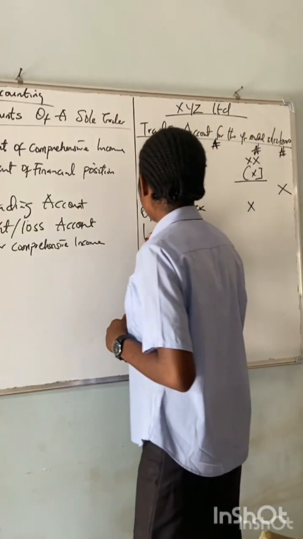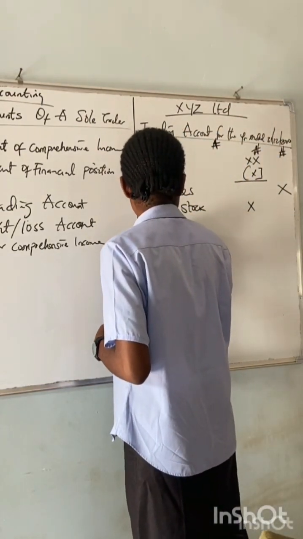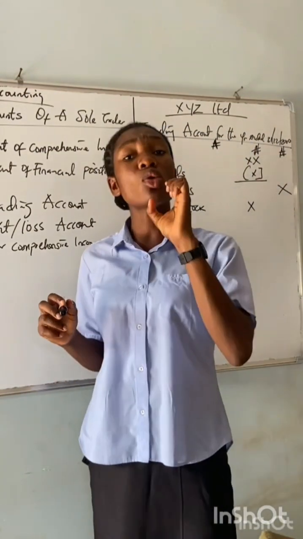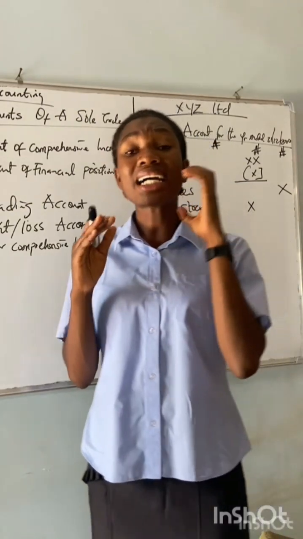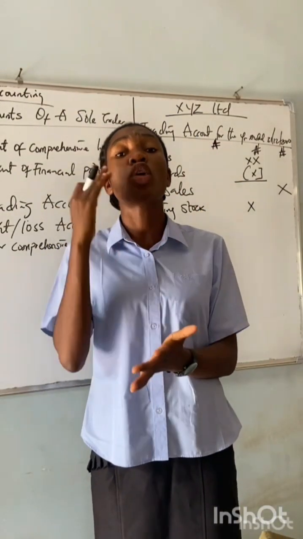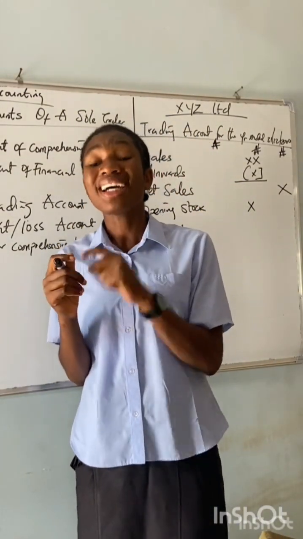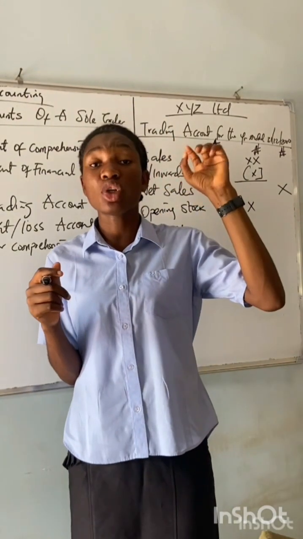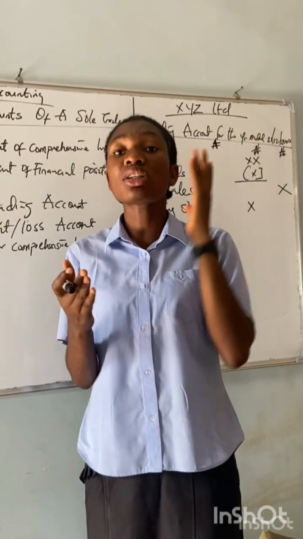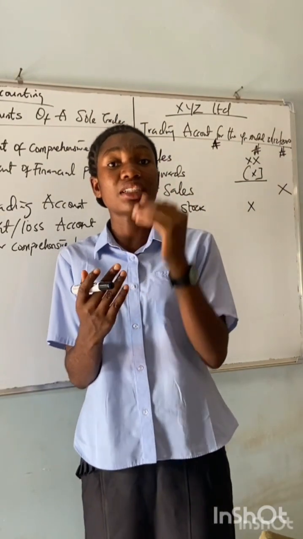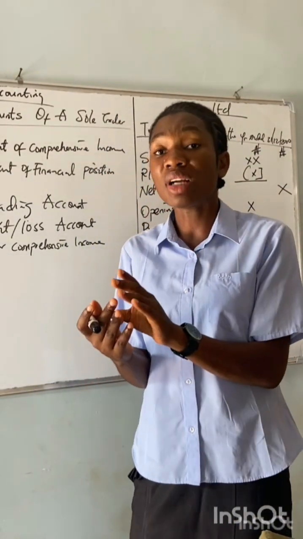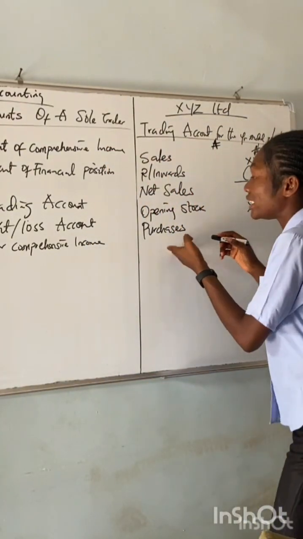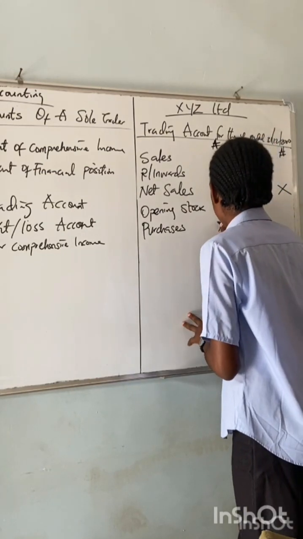And then if there was any purchases made, like I said, purchases refers to goods that were bought only for resale. That terminology, purchases, is only used for goods that were bought for resale. If an asset was bought, it is not termed purchases. If any other thing was bought that is not for resale, it is not termed purchases. Only when the business buys its goods for resale, that's when we call it purchases. So the goods that were bought by the business will also be taken into account.